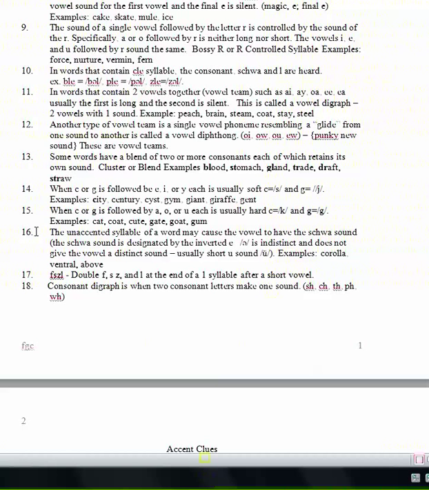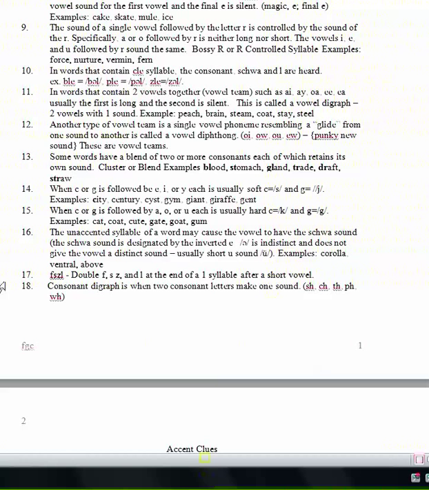Number 16. The unaccented syllable of a word may cause the vowel to have the schwa sound, and the schwa sound is written as an upside down E. It is indistinct and does not give the vowel its short sound or its long sound. Instead, it gives it the short U sound.